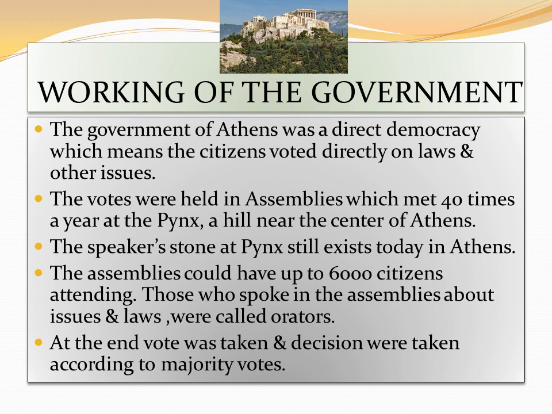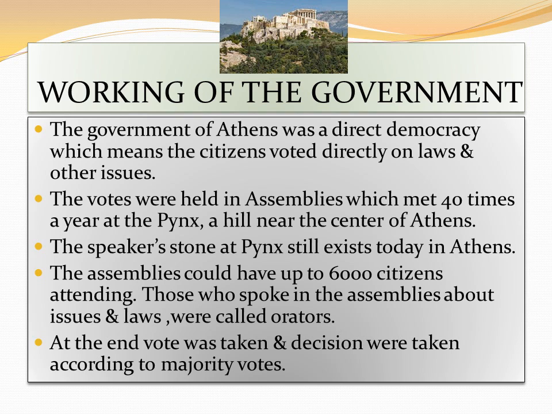The government of Athens was a direct democracy, which means the citizens voted directly on laws and other issues, unlike now, where we have our representatives who are voting for us on our behalf. The votes were held in assemblies which met 40 times a year at the Pnyx, a hill near the center of Athens. The speaker's stone at Pnyx still exists today in Athens.